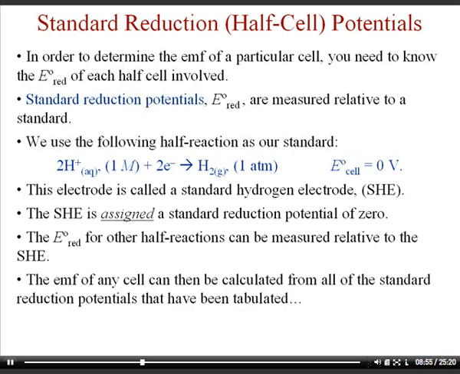Now, the EMF of a cell can then be calculated from all of the standard reduction potentials that have been tabulated in your book, and here's just the simple formula that you use to calculate the voltage of a cell. You take the E naught reduction for the cathode minus the E naught reduction of the anode compartment. So you do the cathode E minus the anode E, the cathode minus the anode, otherwise known as the GER minus the LEO.